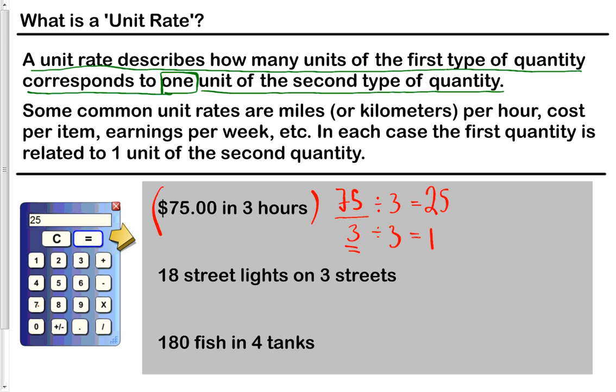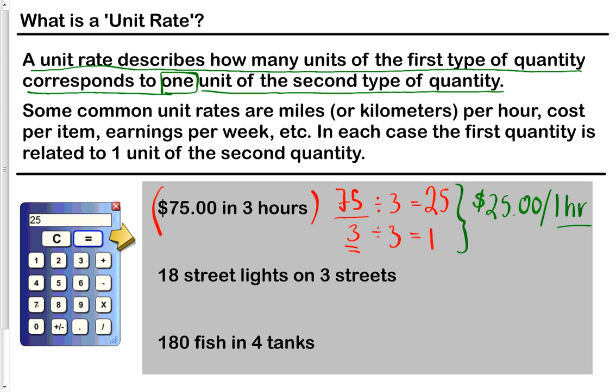So what that means is we take this now and we pop it out and we lay it down just as we did with our initial rate. Okay, so we would now have $25 per 1 hour. So that tells us what our unit rate, the unit being 1 hour. So $25 per 1 hour.